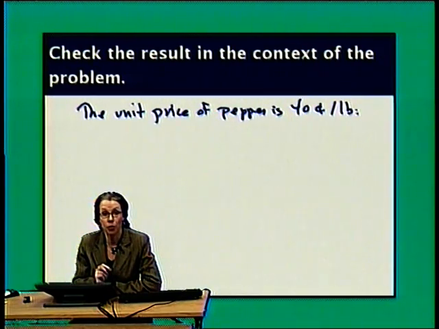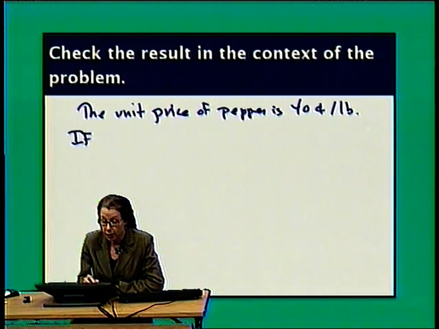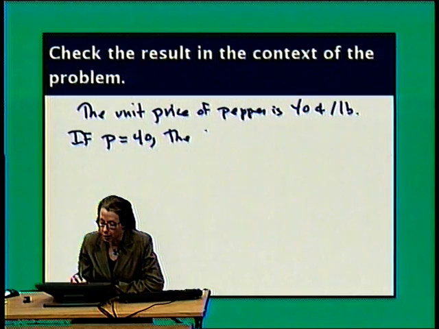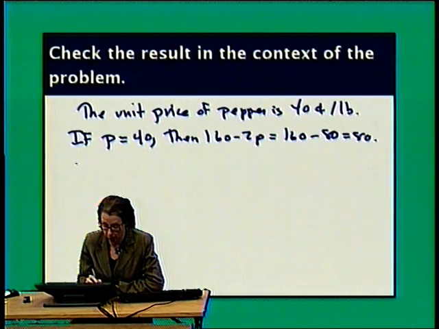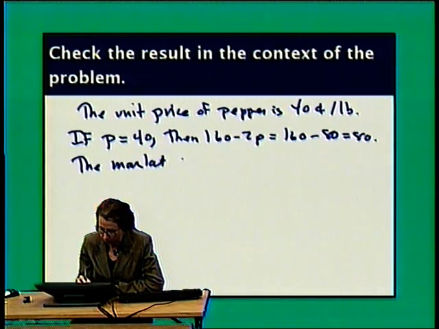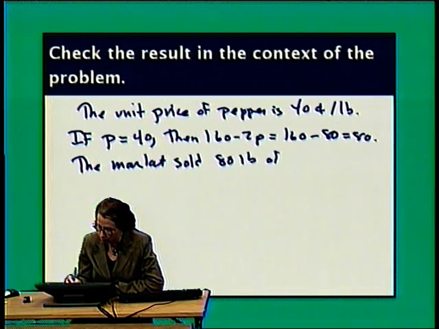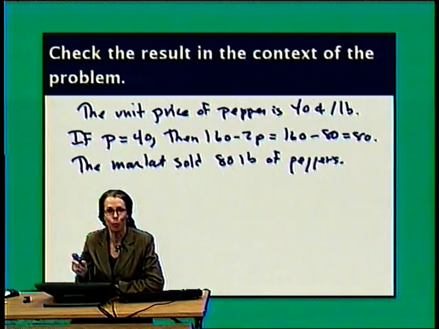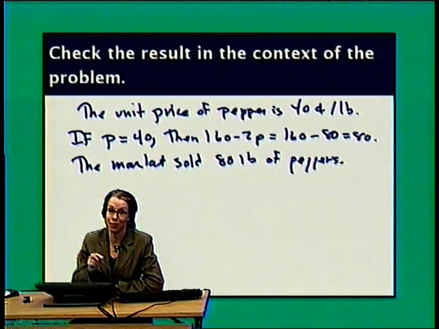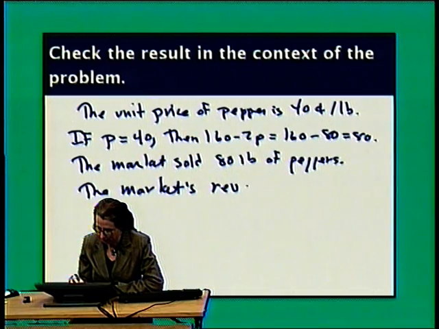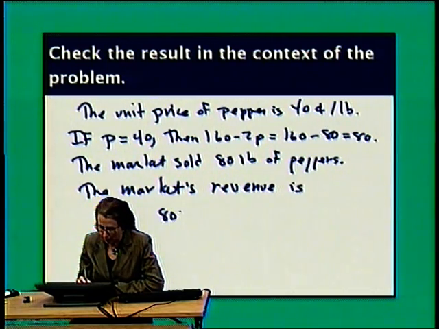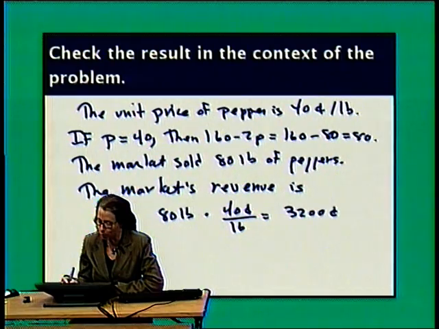Let's calculate the amount they will sell using our formula. So if p equals 40, then 160 minus 2p equals 160 minus 2 times 40, that's 80, which is 80. So this means that the market sold 80 pounds of peppers. What were their revenues? Well, the revenue is going to be the quantity sold times the unit price. So the market's revenue is 80 pounds times 40 cents per pound, which is indeed 3,200 cents.